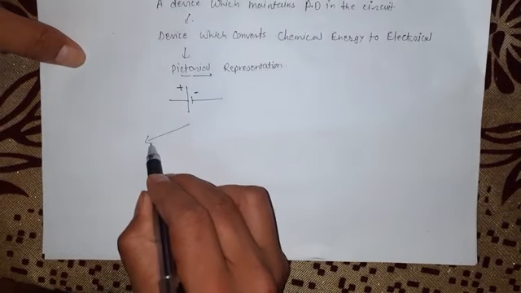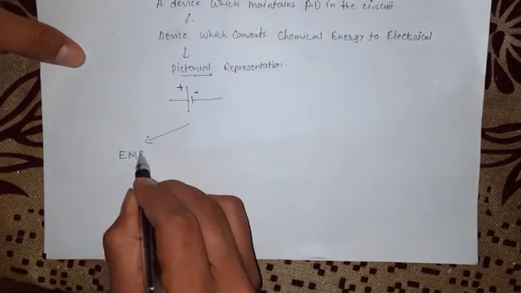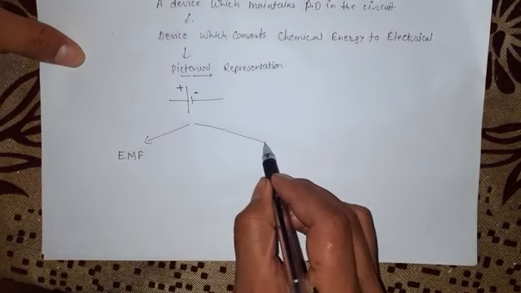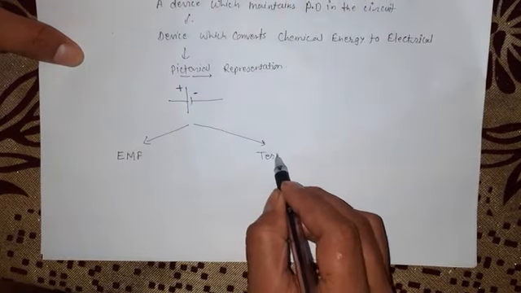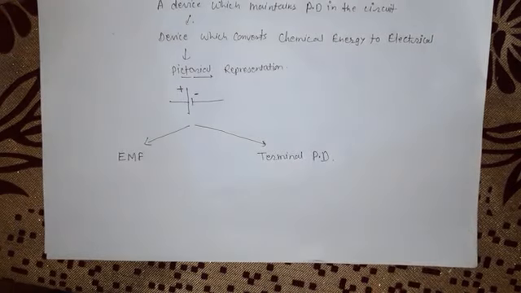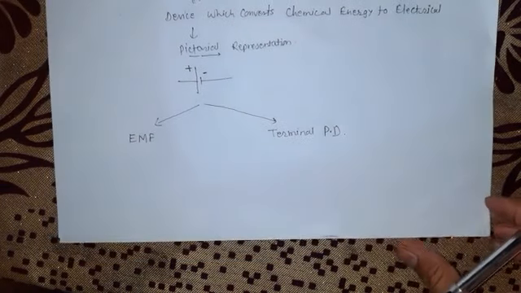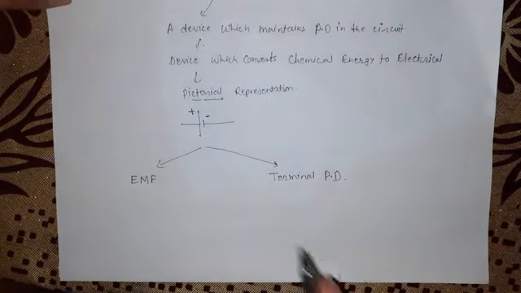Now regarding the cell, we are going to learn two terms. One is said to be EMF, and the second is said to be terminal potential difference.